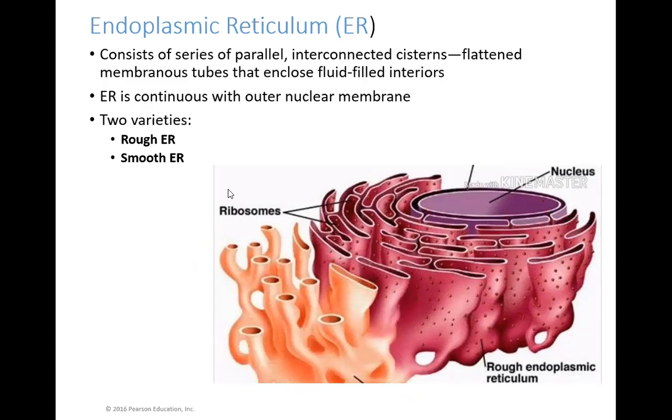Okay, rough ER and smooth ER: these tubes that surround the nucleus of the cell, these big sacs, these flattened tubules, completely surround the nucleus. Some of these tubes are smooth. That's what we call the smooth ER. Most of them are studded with ribosomes. That's where we're going to make proteins.